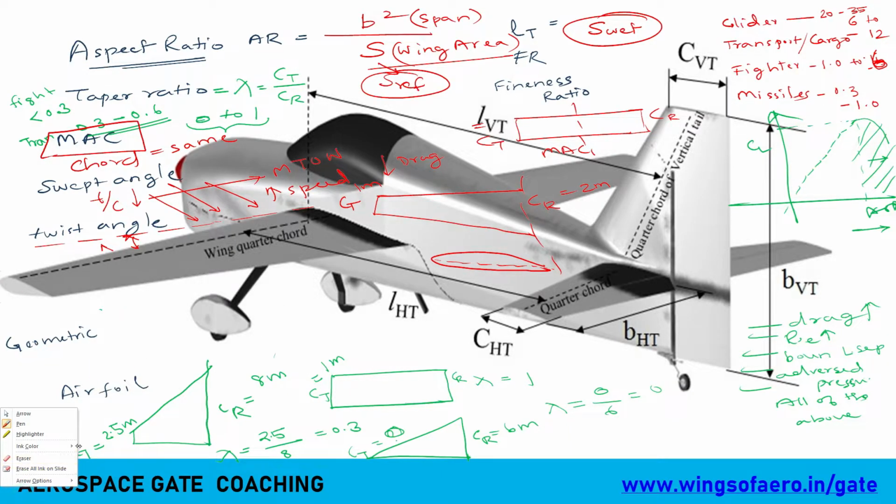Next, I will move to the twist angle. This is a very important part. Obviously, whatever we have explained here now is also equally important. Why? Most of the students get confused with two types of twist angle, geometric and aerodynamic twist.